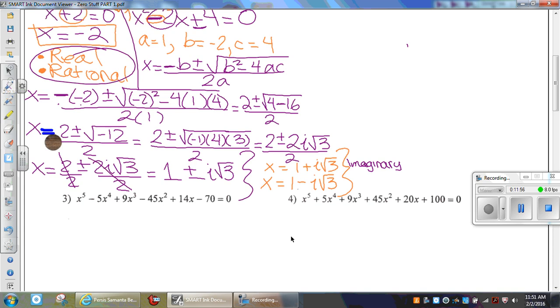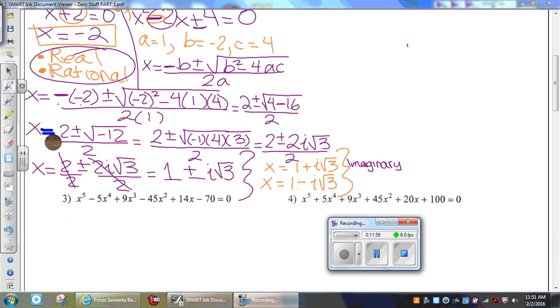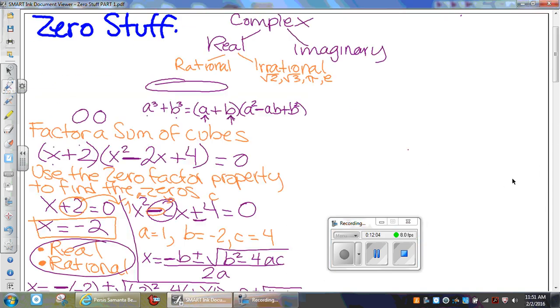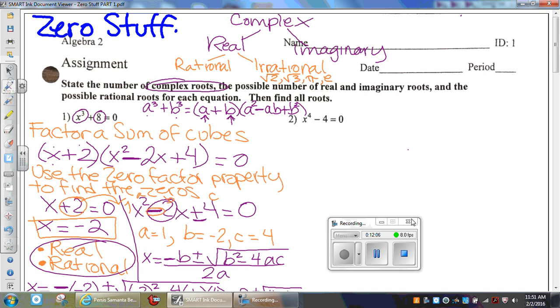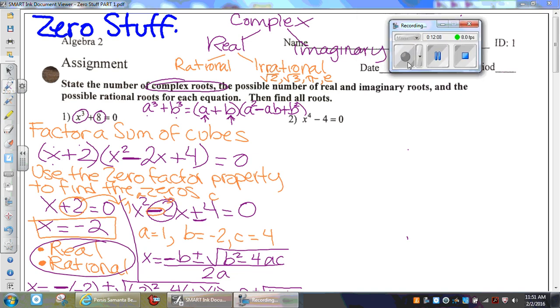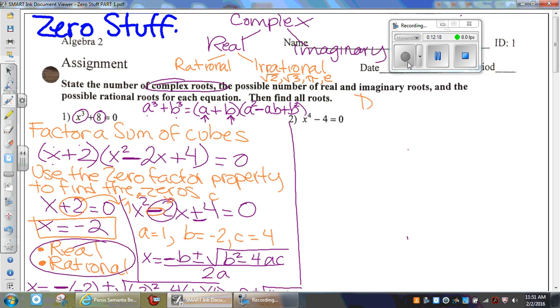Let's move on to the next problem. What is the degree of this polynomial? To the 4th power. And what are those two terms doing to each other? They're subtracting. So this is actually a difference of squares.